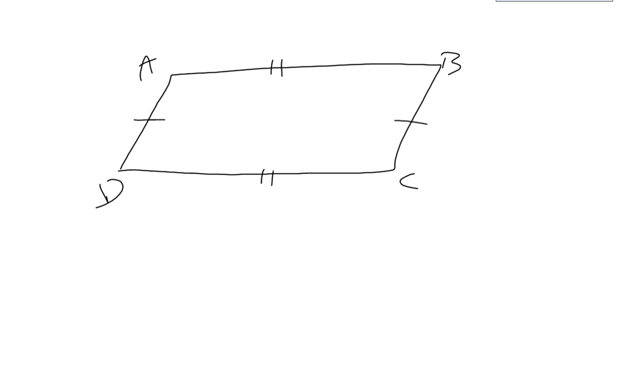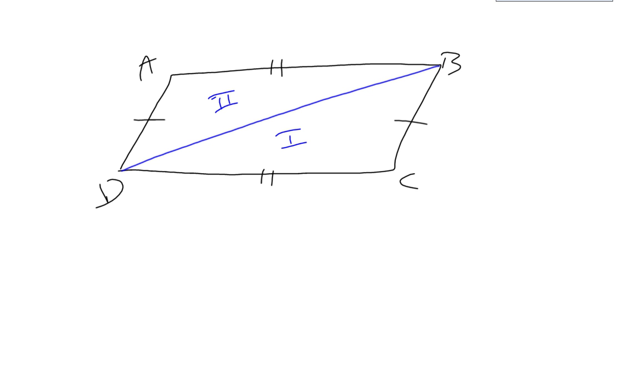Many of the proofs that we do have to go back to triangle congruence. So what I'm going to do here is draw a diagonal from B to D. So BD is my diagonal. What is my plan? If I can show that these two triangles, triangle BCD and triangle DAB, are congruent, then I will know that all their corresponding parts are congruent, including their corresponding angles. And if that's true, then something else must be true. Then this must be a parallelogram.